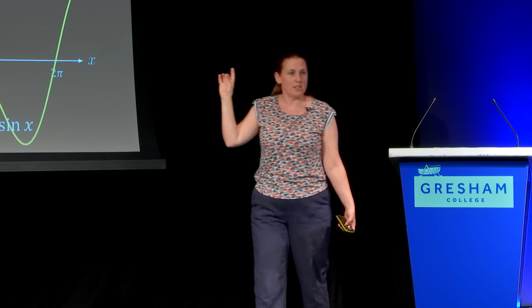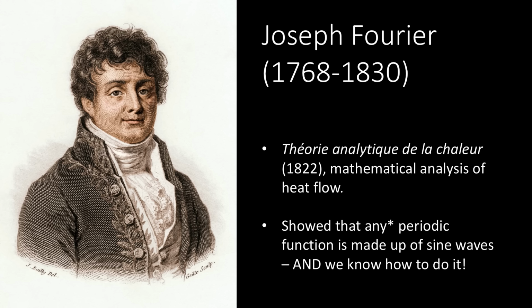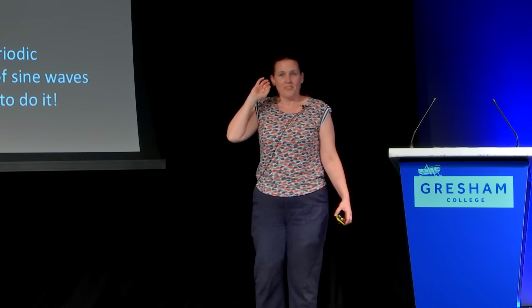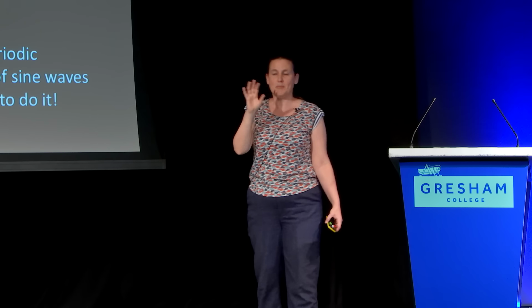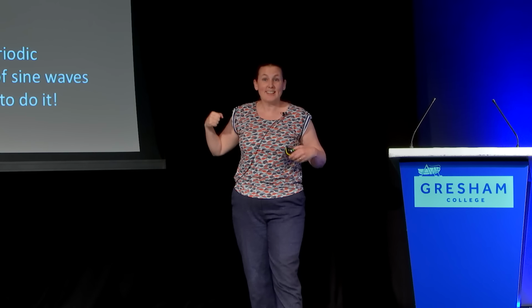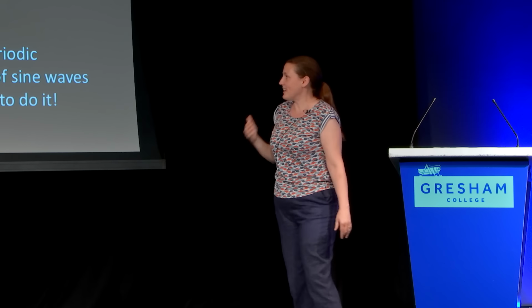There's an asterisk, which I will come back to in a second, in this statement for the mathematicians in the audience. Fourier showed that any periodic function is made up of sine waves. You can find sine waves to add together to make any periodic function. And we know how to do it. That's the crucial thing. It's all very well having a theoretical thing that says so, but there is a standard technique, involving a bit of calculus, that allows you to pull out the exact sine waves that make up your periodic function. I'll show you some examples in a second.